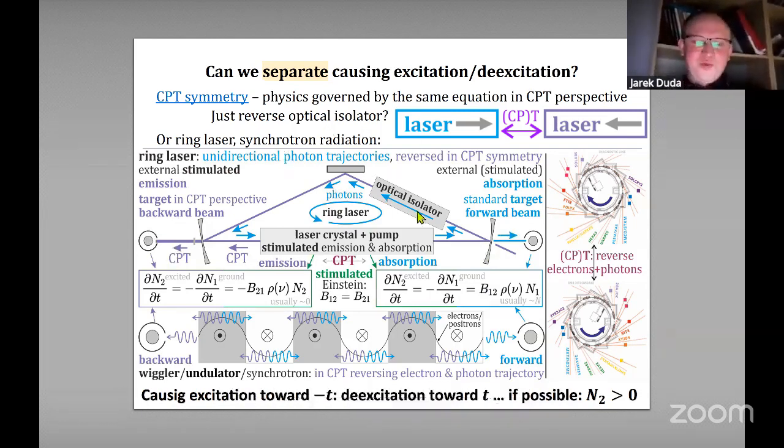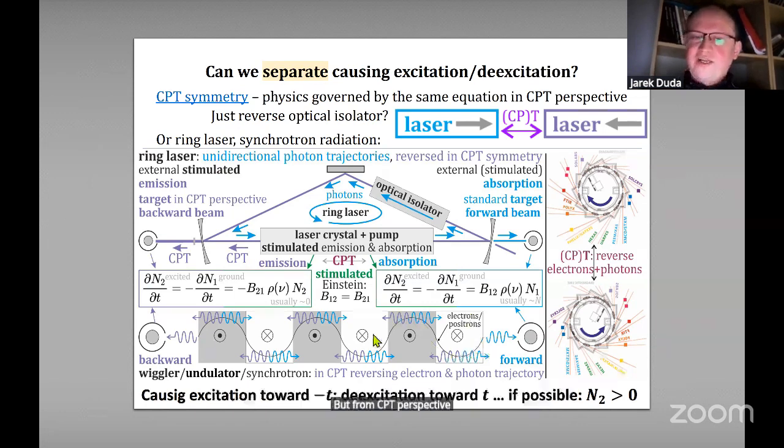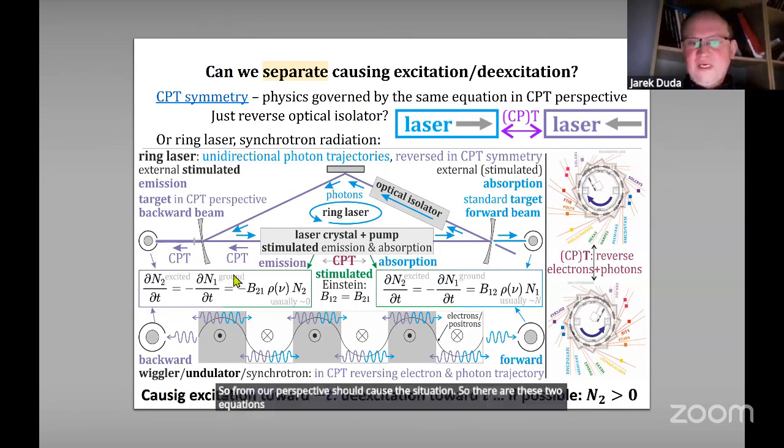The synchrotron radiation is the final chance, but it is much more difficult to access. For synchrotron radiation, we have a free electron laser. You have charge traveling like here, so it produces photons and excites the target here. But from the CPT perspective, the charges are traveling in the opposite direction, so it should de-excite this target. There are these two equations, we switch them in the CPT perspective, but it should also create this negative radiation pressure. So it would be great to observe it.